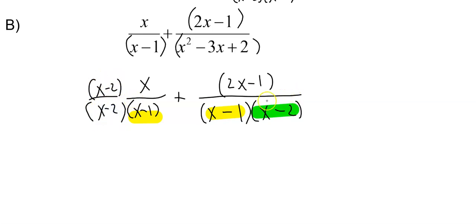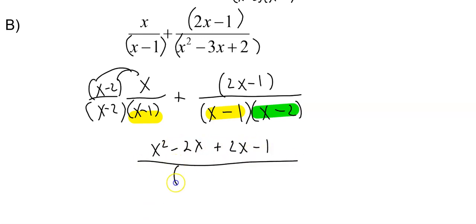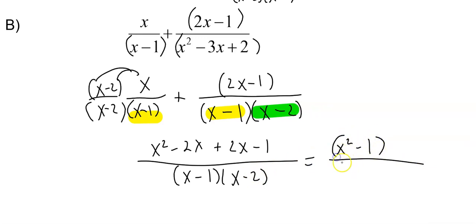And that distributes, right? So you get x squared minus 2x plus 2x minus 1. Let's just go ahead and combine those. Might as well. And so I get, see, x squared. Oh, wow. Oh, this is going to be interesting. x squared minus 1. Oh, I like that. Over x minus 1 times x minus 2.